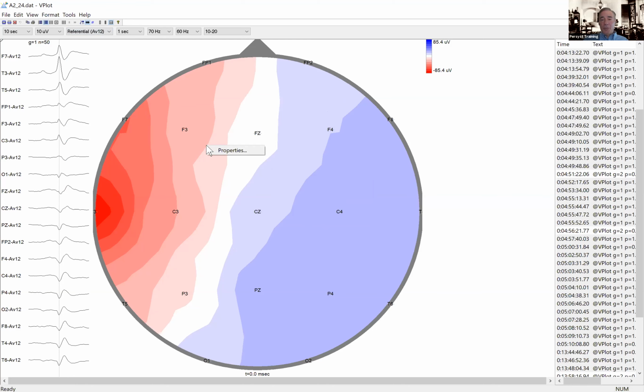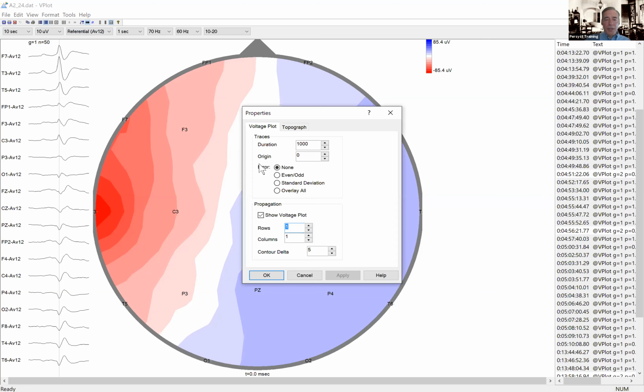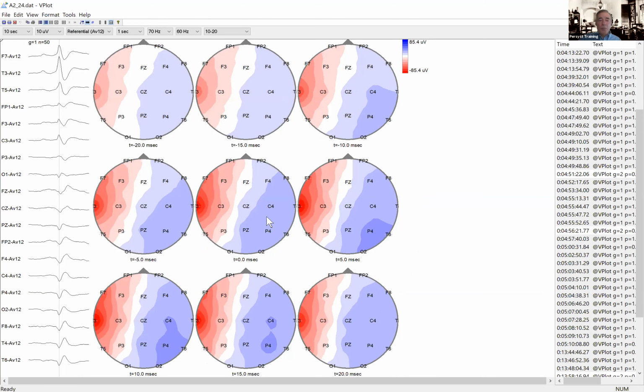Now, a propagation map is a way of looking at time slices over this particular spike discharge. So when I right click on this and go to properties, right off the bat here, we have the show voltage plots, rows and columns. I'm going to change this to 3 and click OK. And now we have what we call a propagation map, which is a time series. And you can add rows or columns to this as you like.